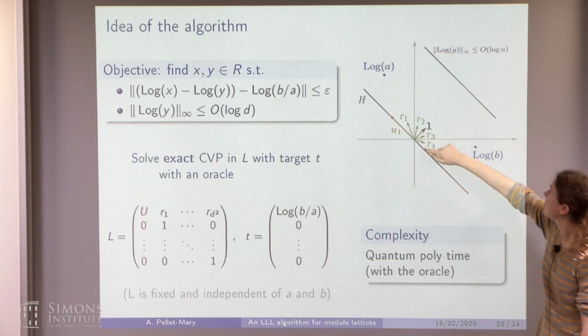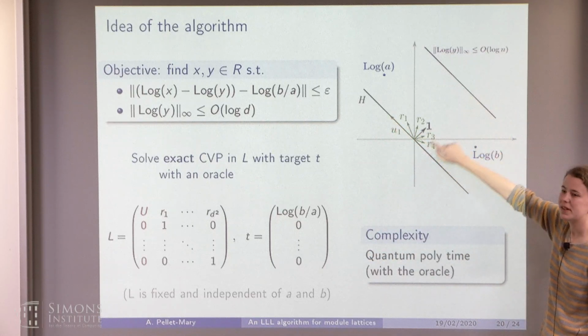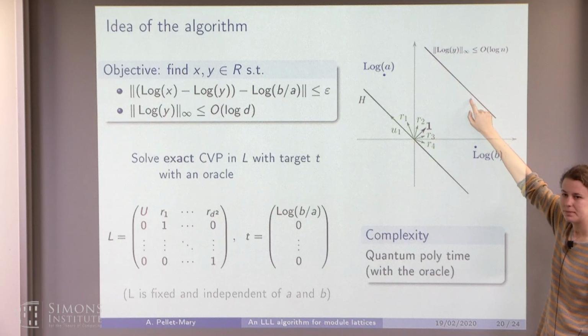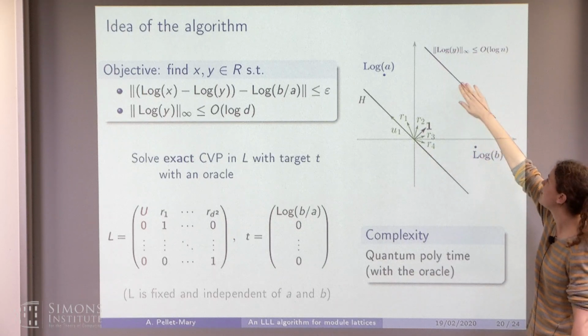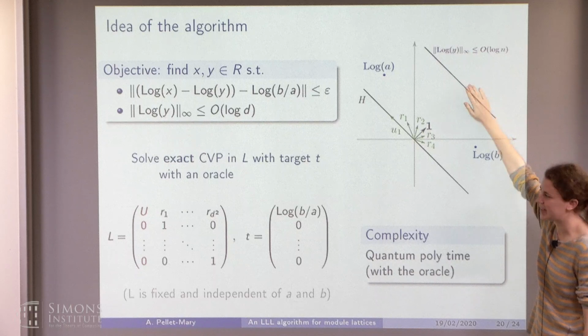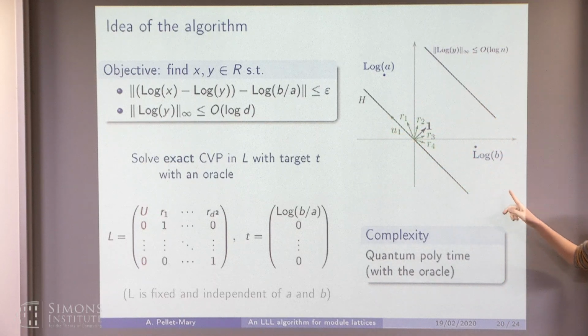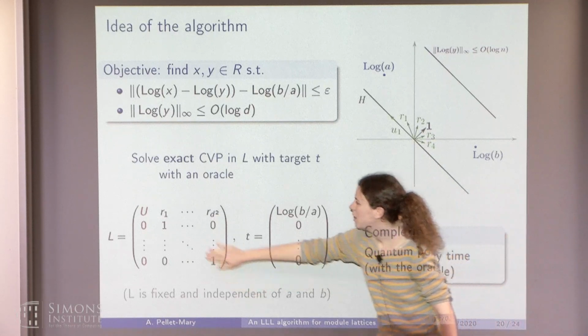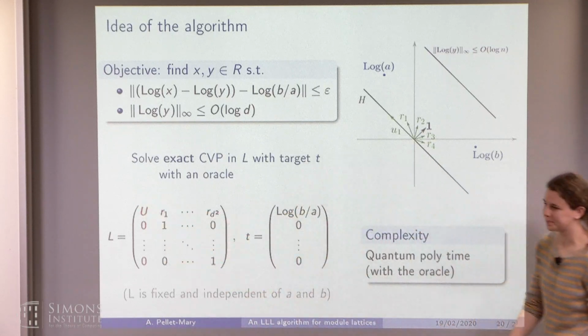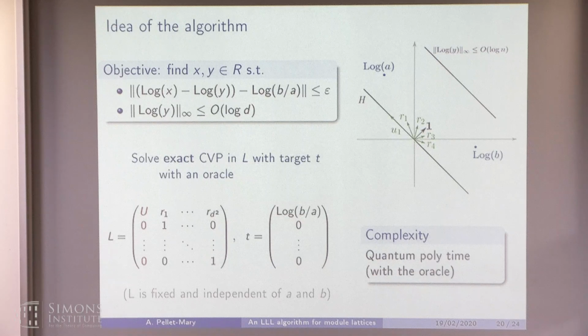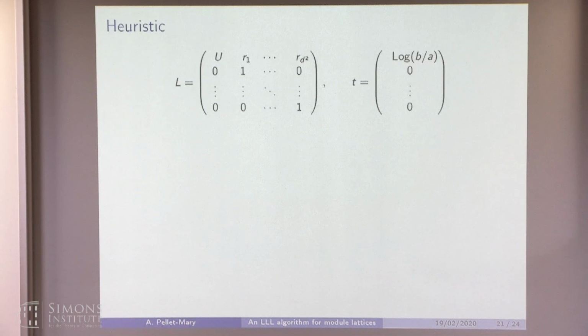These ones do not increase the distance on the one axis, so I'm never going to cross the purple line by using them. So I can always use them to get log A relatively close to log B. So my lattice is in fact this lattice with some units for free here. So this is the algorithm, and now comes the heuristic.